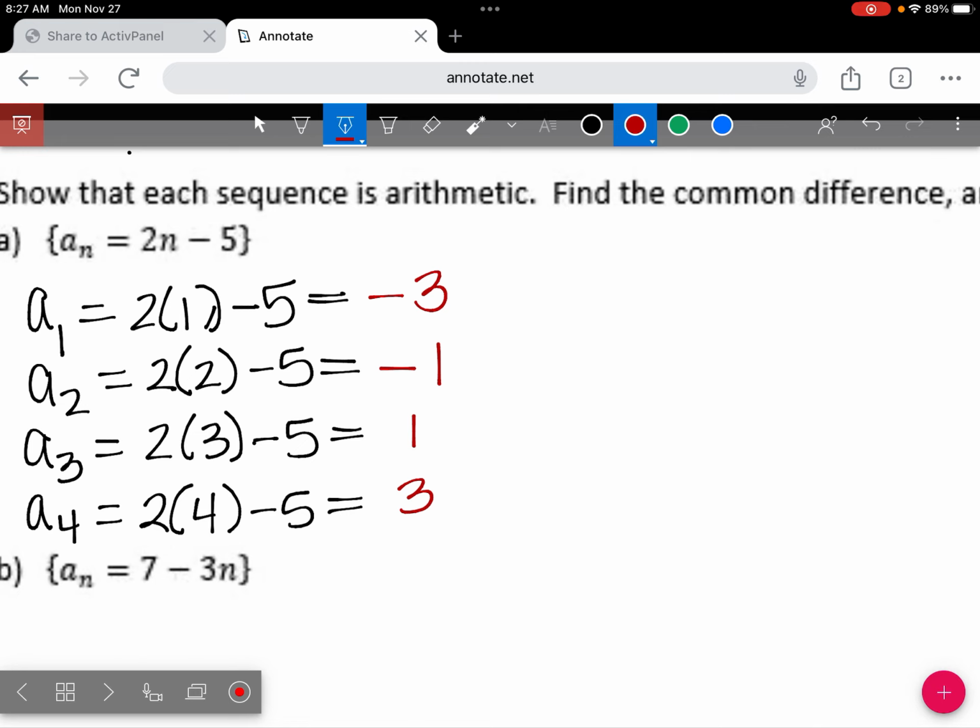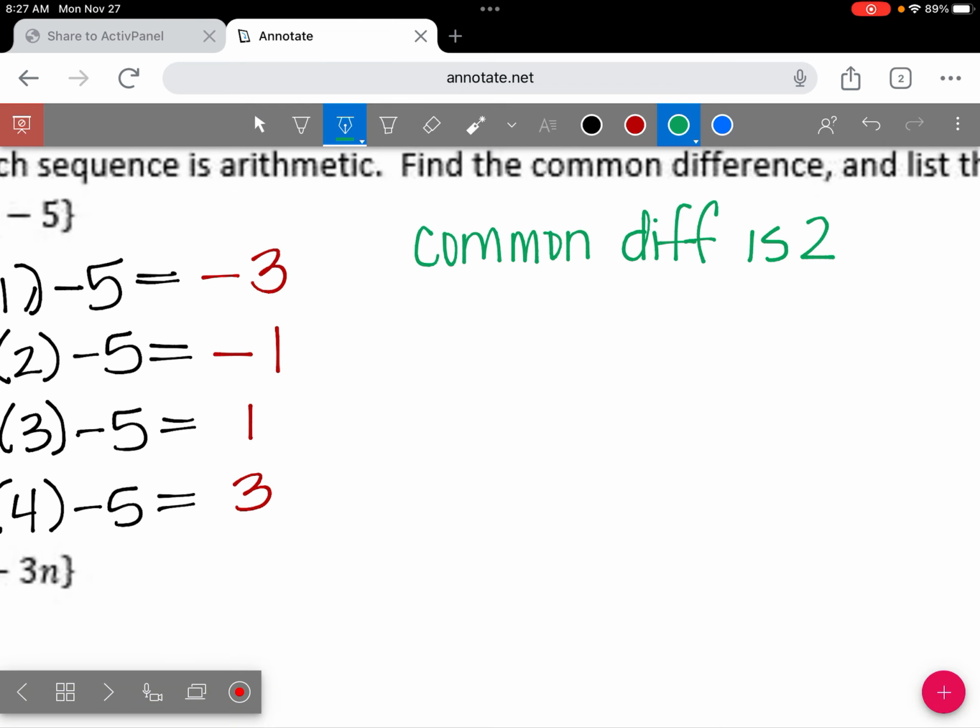So my first four numbers are -3, -1, 1, and 3. Who got that for their first four numbers? All right, so what number am I adding? 2. The common difference is 2. So I want you to look at that rule. All arithmetic sequences are linear. So if it's arithmetic, it's a linear equation. All arithmetic sequences are linear.